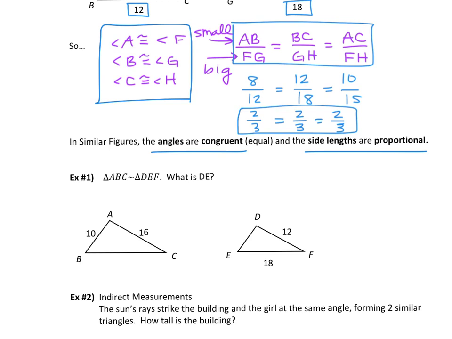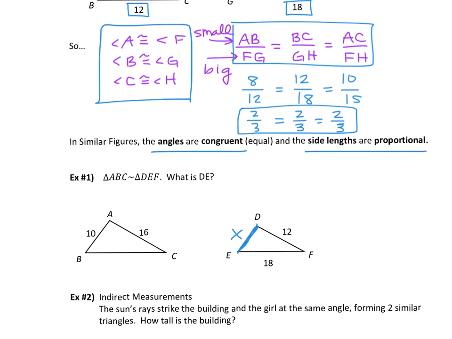If I know that triangle ABC is similar to triangle DEF, they want to know what is the length of DE. So they're looking for what is this length. What can we call that right now? X. Just give it an X. We don't know how long it is, so call it X for now.